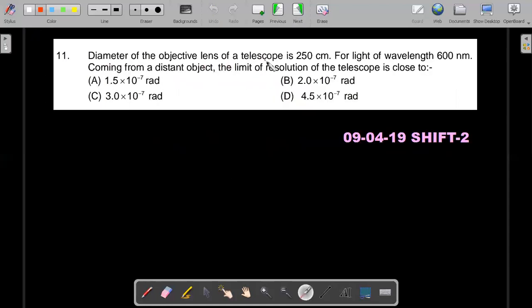A diameter of objective lens of a telescope is 250 centimeters. Find, for light of wavelength 600 nanometer coming from a distant object, the limit of resolution of the telescope is close to. Okay, have a try and then we'll move on to the solution.